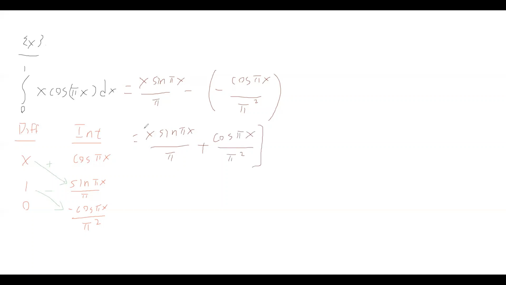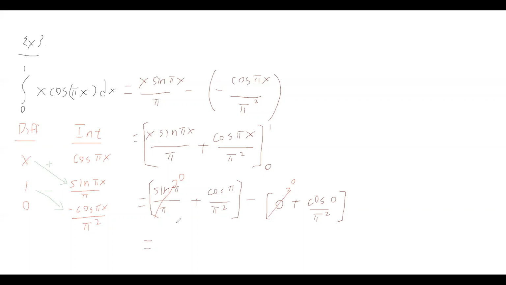Now, remember that this is a definite integral, so we have to evaluate it from 0 to 1. Right? And let's see what we have here. So we have sine pi over pi plus cosine pi over pi square minus plugging 0, so that's 0 plus cosine 0 over pi square. Right, so let's just evaluate those. Let's see, that's a 0. That's 0. Right, so we don't have to worry about it.